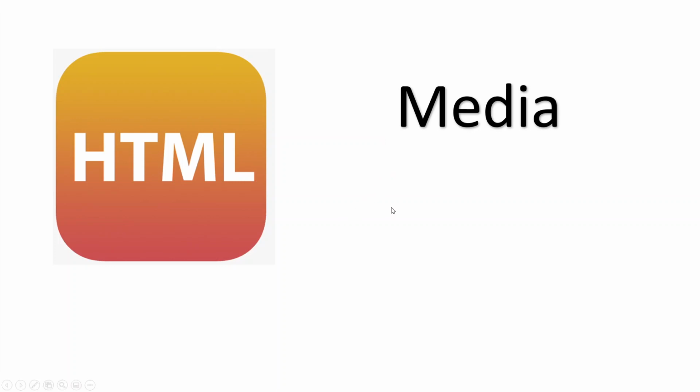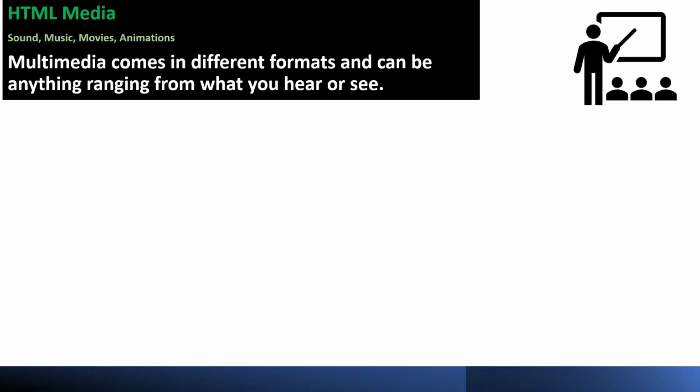So, what is media or multimedia? HTML media is basically sound, whatever you hear, see, movies, and animation. And multimedia comes in different formats and can be anything ranging from what you hear on the page and what you see from the page. We're going to talk about two types, video and audio.